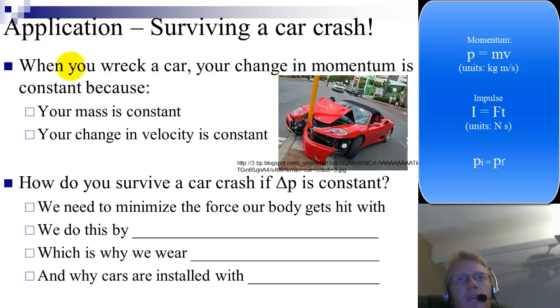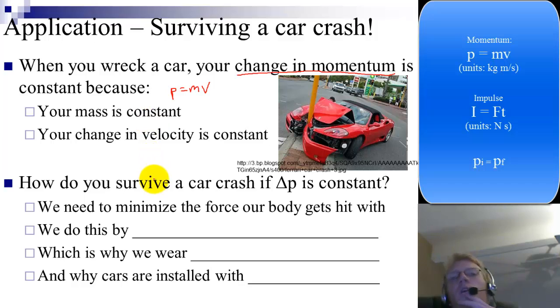So if you wreck, your change in momentum is constant for a given collision. Now why is that the case? Remember, P equals MV. Whatever speed you were going before doesn't depend on how you crash. That's a set number. And after you crash, your velocity is going to be zero. So your change in velocity is going to be the same no matter how the crash actually occurs, and the mass of you and your car is the same. So independent of how the crash occurs, if you are going and then you are stopped, your change in momentum is constant.